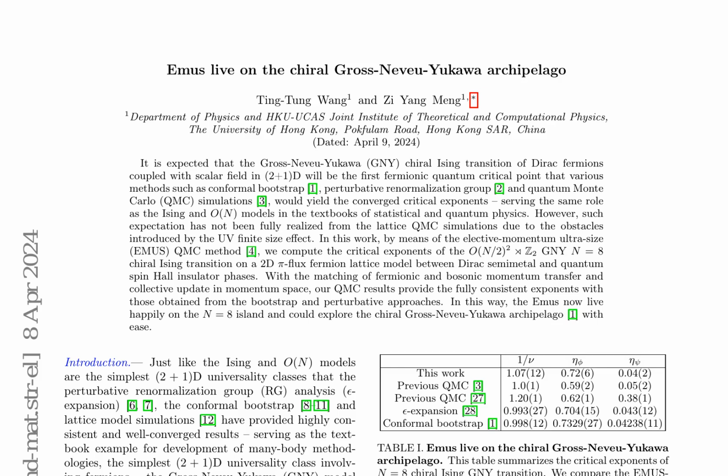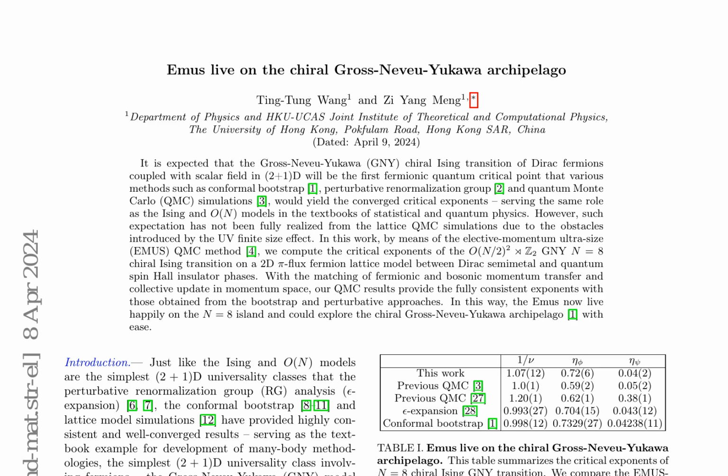In the context of the Gross-Neveu-Yukawa (GNY) chiral Ising transition, researchers have long expected that various methods, including conformal bootstrap, perturbative renormalization group, and quantum Monte Carlo (QMC) simulations, would yield converged critical exponents. However, this expectation has not been fully realized due to obstacles introduced by the UV finite size effect.